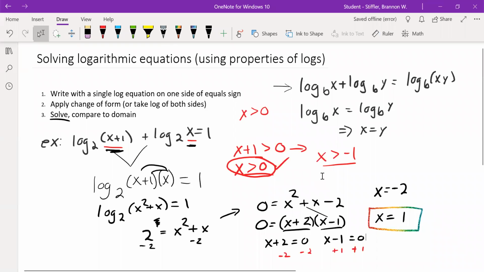Excuse my phone. Now that I have my solution, x was 1, and now I'm done. So it checks out against the domain, and there's nothing more to do. So as I said, when you compare the domain, you can do it at the very end. I prefer to do the domain first, and then it's one less thing to do at the very end.